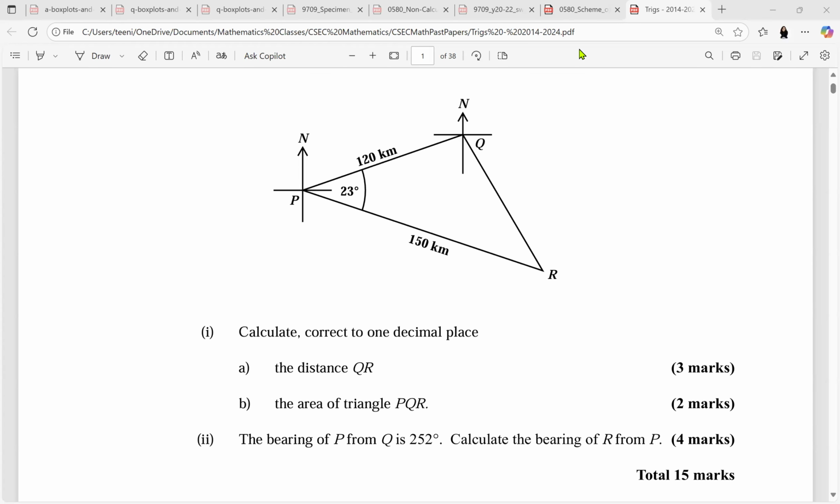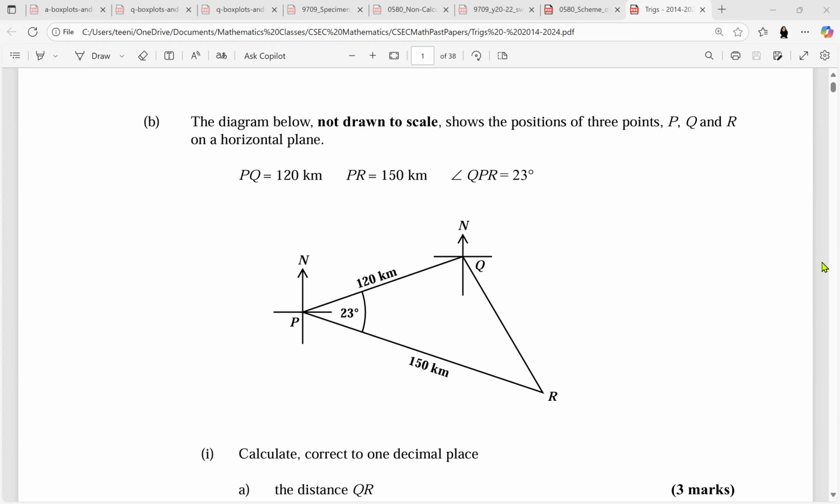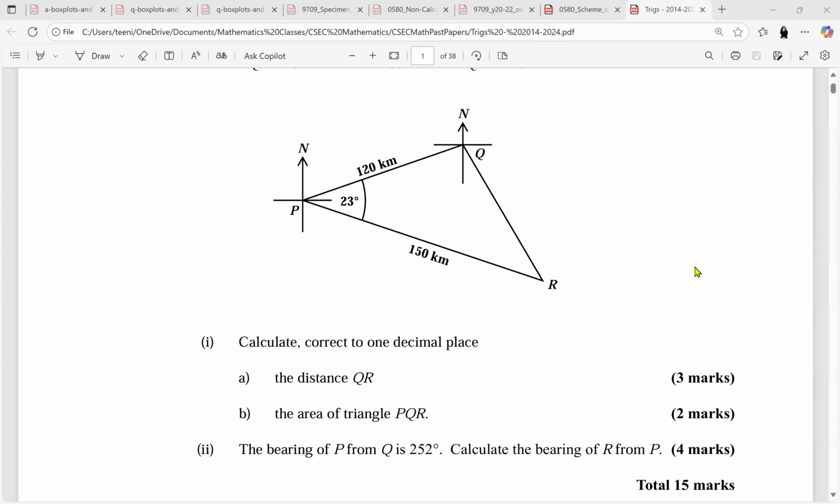Good. So this question, let's read the introduction. The diagram, not drawn to scale, shows the positions of 3 points P, Q, and R on a horizontal plane. PQ is 120 km, PR is 150 km, and angle QPR is 23 degrees. The first question is: calculate, correct to one decimal place, the distance QR.